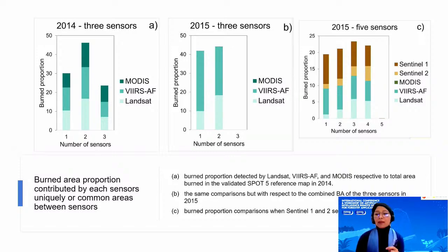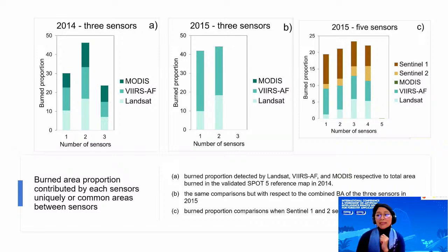In 2014, only about 25% was detected by all three sensors and another 45% by some combination of two sensors. The remaining 30%, you see in panel A, was detected by only one of the sensors, roughly 10% from each sensor. And what about 2015? You can see panel B. MODIS burn area only detected 41 hectares, which you can't see anything on the figure. You also can see that over 40% of burn area came uniquely from one sensor, with over 30% from VIIRS active fire alone. Unfortunately, we can't see the areas, as I mentioned.